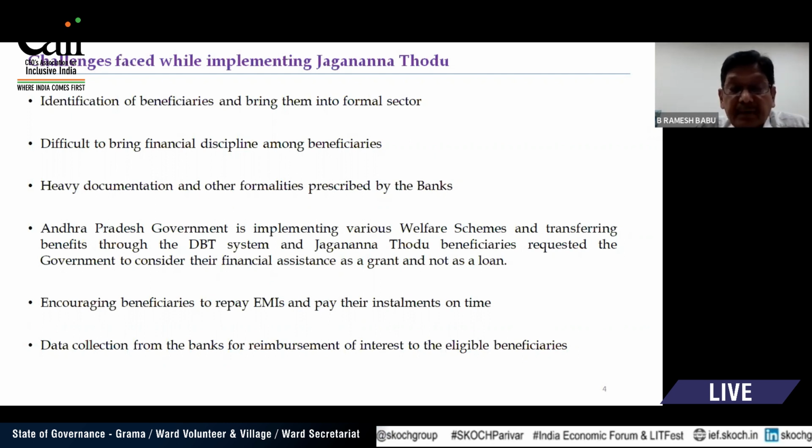After taking the loan, encouraging these beneficiaries to repay their EMIs and pay their installments on time is also one of the challenges, and we face it from the banks. To pay interest, we have to collect data from the banks, and we have to pay the interest to the persons who repaid their amount on time. So we have to collect the data from the banks for reimbursement of interest to eligible beneficiaries. That is also one of the challenges we faced.